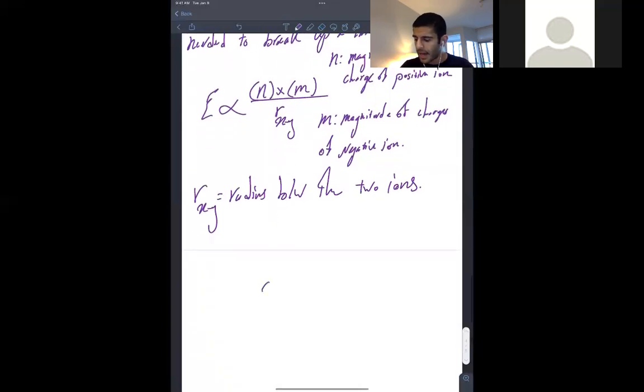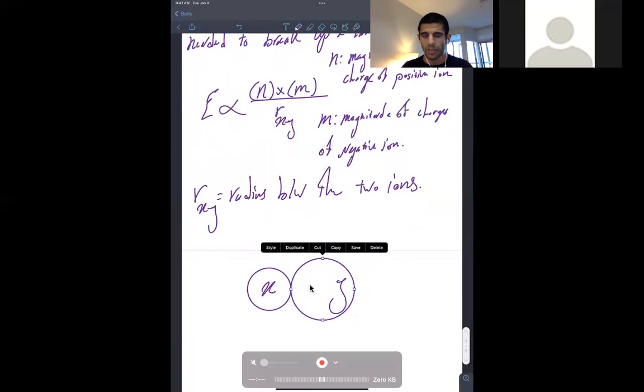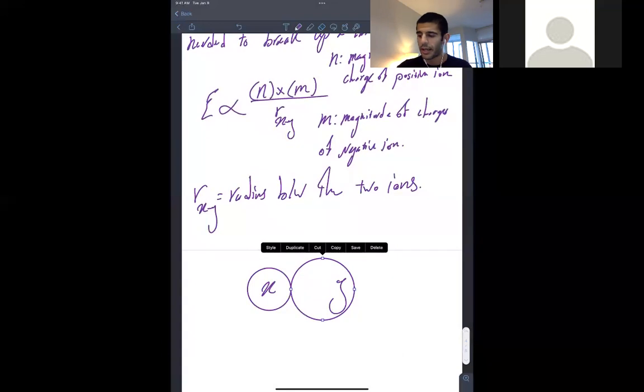Let's say this is X and it has this radius, and this is Y, which has this radius. If it had a smaller radius, it could get closer to this one than if it was bigger. The distance between the two is the addition of the radii of the two. So you want the radius to be as small as possible, and the charges of the two to be as big as possible.